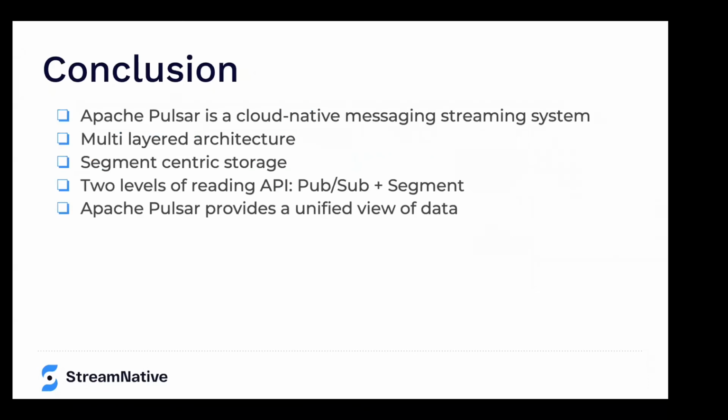So in conclusion, Apache Pulsar is a cloud-native messaging and streaming system, with a multi-layered architecture and a segment-centric storage abstraction. And with the two levels of reading API, PubSub plus segment, we are able to fetch data from Pulsar based on our different data processing needs. With all these, we provide a unified view of data and a lot of benefits, as we mentioned previously.